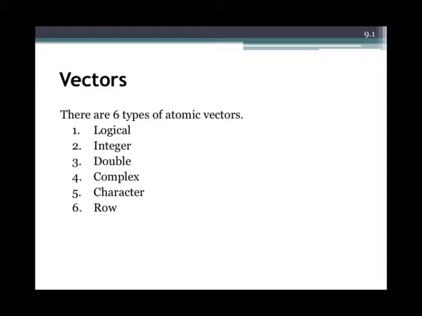Logical, which will be true or false. Integer is whole numbers. Double is decimal values. Complex will be numbers with the root of -1, where we use the English alphabet i. Character is what we display and it's human readable. Raw is where you're displaying the ASCII code of the character.